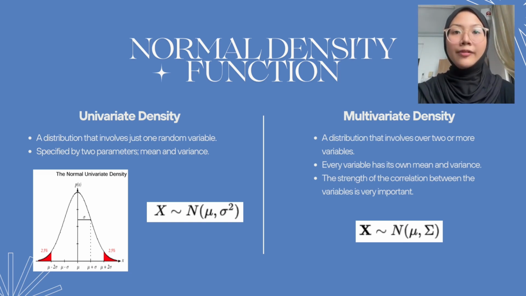On the right side, we have the multivariate normal distribution, which involves two or more random variables at the same time. For example, we can analyze both height and weight simultaneously. In the multivariate case, each of the variables has its own mean and variance. Hence, the strength of the correlation between variables is very important here. The notation indicates that vector X is distributed as multivariate normal with mean vector and variance-covariance matrix. The covariance matrix not only captures the variance of each individual variable, but also how they covary with each other.